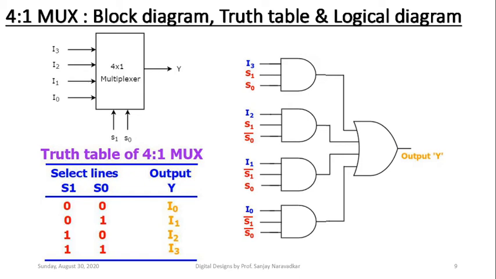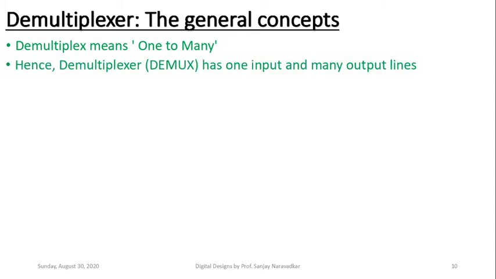Now the next point which I want to explain is a demultiplexer, the general concepts. Demultiplex means one to many. Multiplex was many to one. Demultiplex is exactly opposite, one to many: a single input line and multiple output lines. So on the next line here it has been clearly shown. Hence a demultiplexer, in short written as a DMUX, has one input line and many output lines.